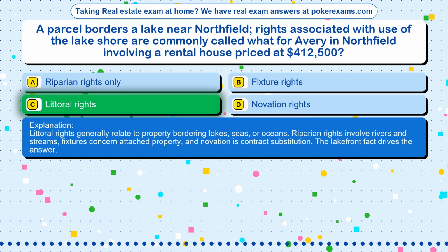Littoral rights generally relate to property bordering lakes, seas, or oceans. Riparian rights involve rivers and streams. Fixtures concern attached property, and novation is contract substitution. The lakefront fact drives the answer.